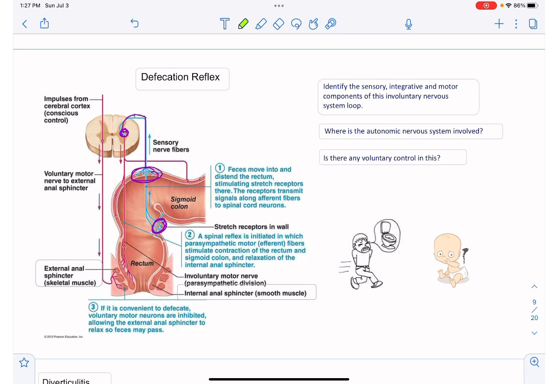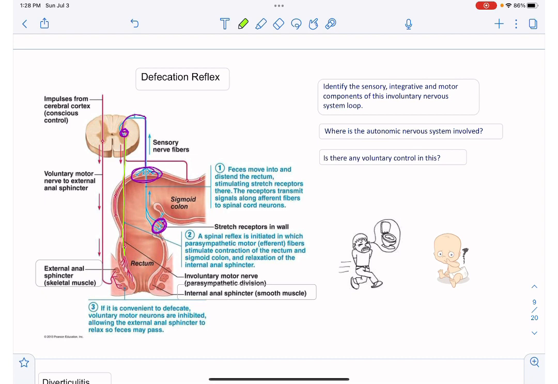We have the sensory component, the sensory neurons. Integration occurs in the spinal cord. Then we have to activate the motor neurons that are going to actually do something about this response, that are going to allow for the defecation reflex to take place, for feces to be eliminated from the body. So let's follow those motor neurons. Here's a motor neuron right here.